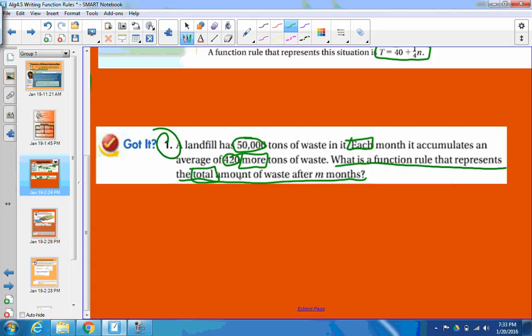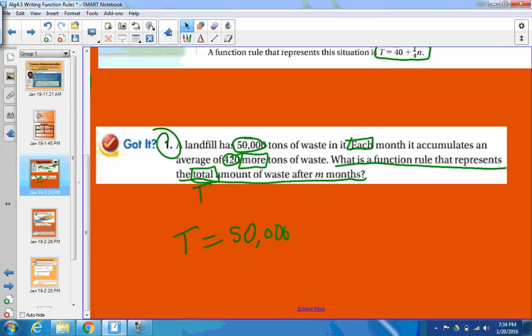I have to write a function rule that represents the total amount of waste after m months. So total, we're going to say T. So T equals, okay, it says it has 50,000 tons in it. So we're going to have the 50,000 tons. Each month it accumulates 420. Now, 420 each month, we said, well, let's actually write this out first.